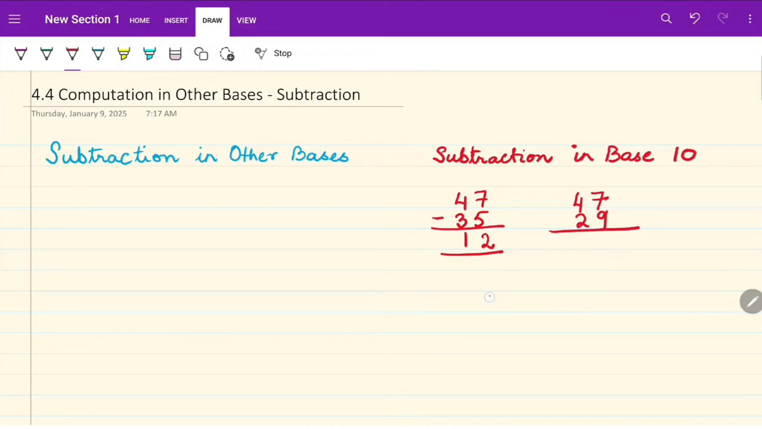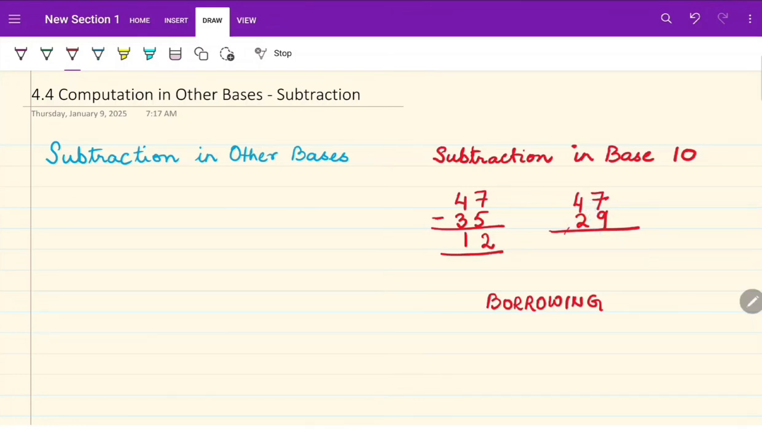This is the word I'm going to use frequently when explaining or working on examples in other bases. Again, like I said, we're going to use a similar process when working with other bases as well. So what we do is we borrow from the left columns over to the right columns. And what do we borrow? We borrow bundles of ones. We borrow bundles.